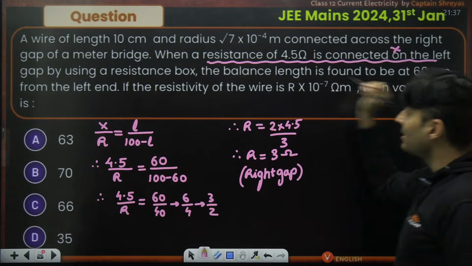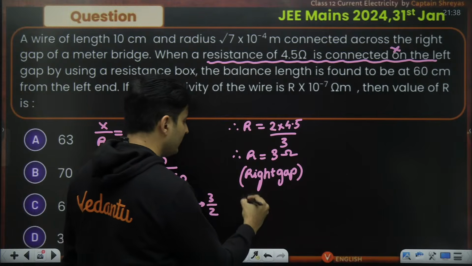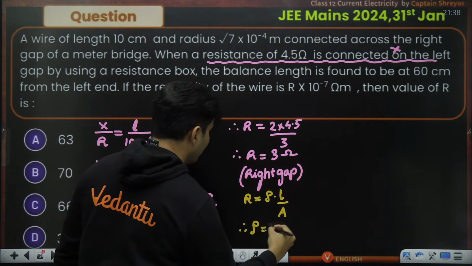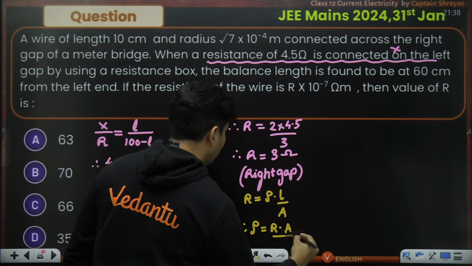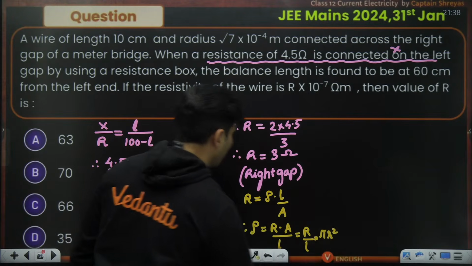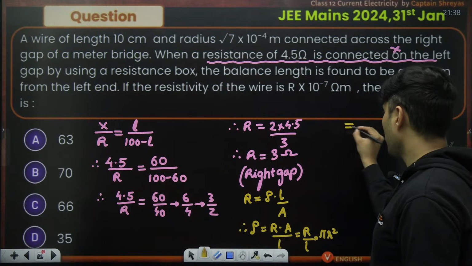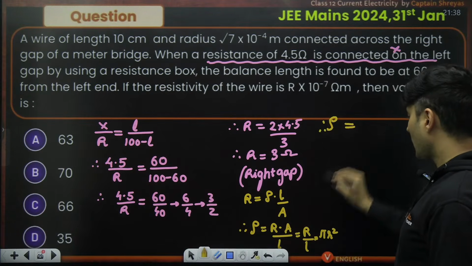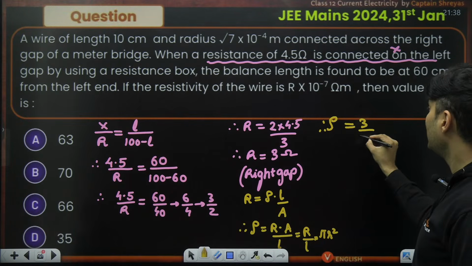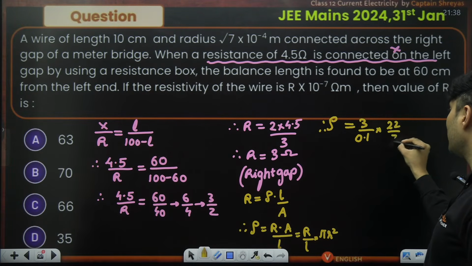But that is not what is asked. The question is what is the resistivity of the wire. Now we all know there is a resistivity formula related to resistance. So R is rho into L divided by A. Therefore resistivity is R into A divided by length. Area is nothing but pi r square. So we need to use that. So resistivity will be resistance, which is 3 ohms, divided by length. Length of the wire is 10 centimeter, which is 0.1 meter, into pi. Pi is nothing but 22 by 7.